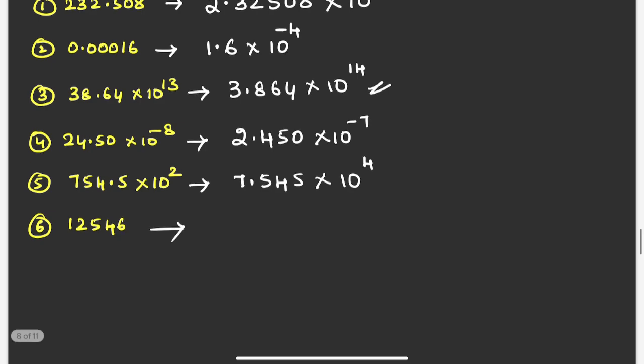Next question. Here there is no decimal at all. So after the first digit I will write the decimal: 1.2546 into 10 to the power of. How many places have I moved? I have counted this 1, 2, 3, 4 and then I have kept the point. So 4 digits are there. So it will be 10 to the power of 4. Is that clear, students?